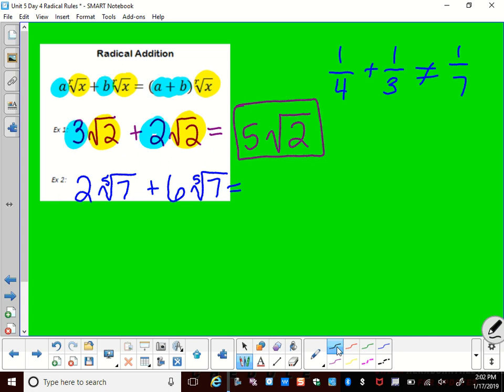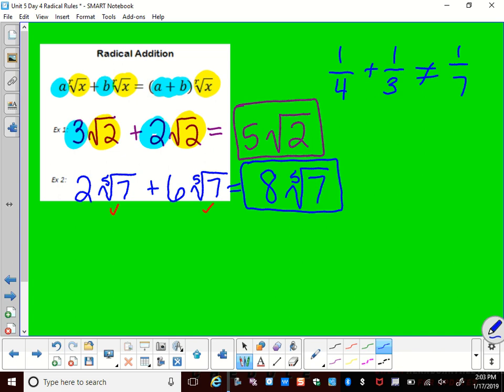Okay? Do I have the same radical? Yes. This guy matches that guy, so I can write it again. It is important that you put your root in there. It's the 5th root of 7. What happens to my 2 and my 6? We add them together. So your answer is 8 times the 5th root of 7. Does that make sense?